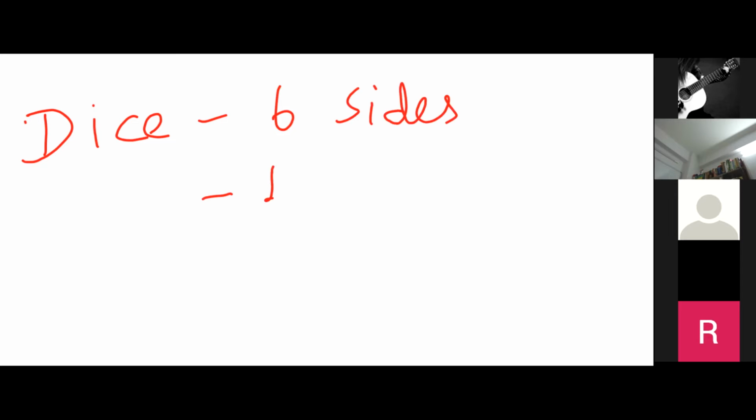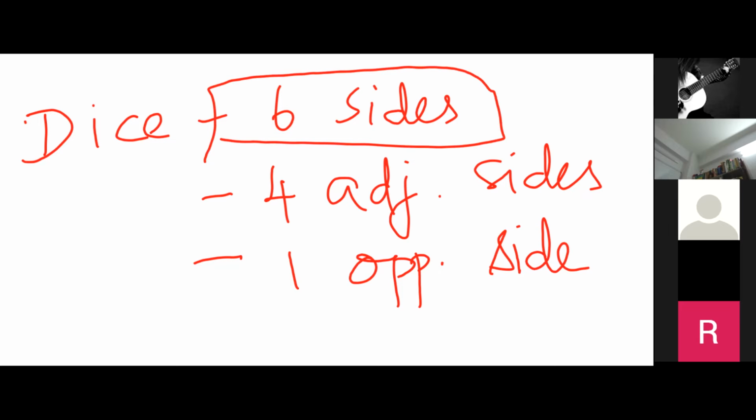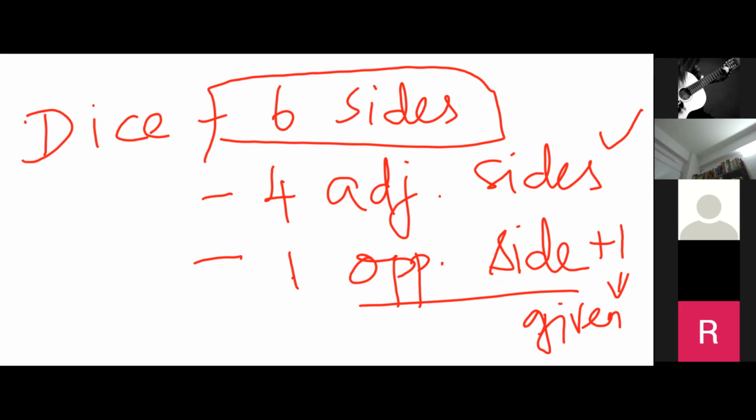Each face will have 4 adjacent sides. And each face will have one opposite side. So are you clear with this? So totally 6 sides: 4 adjacent, 1 opposite side, plus the one which we are checking, that is the given question, to whom we are finding the opposite side. Okay, so this is what you should know first regarding the dice.